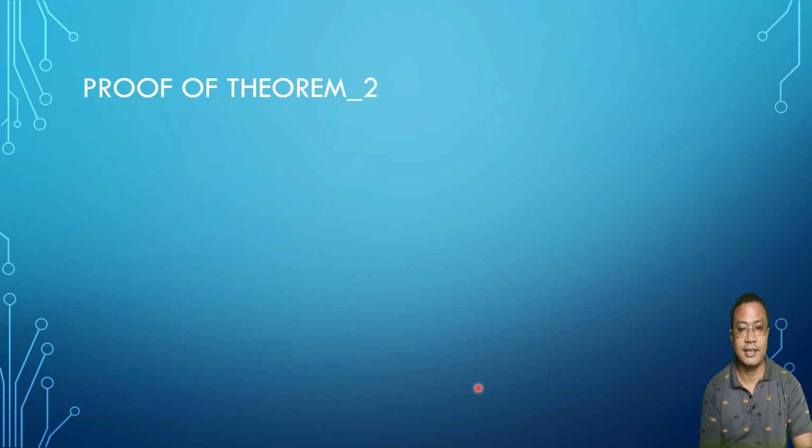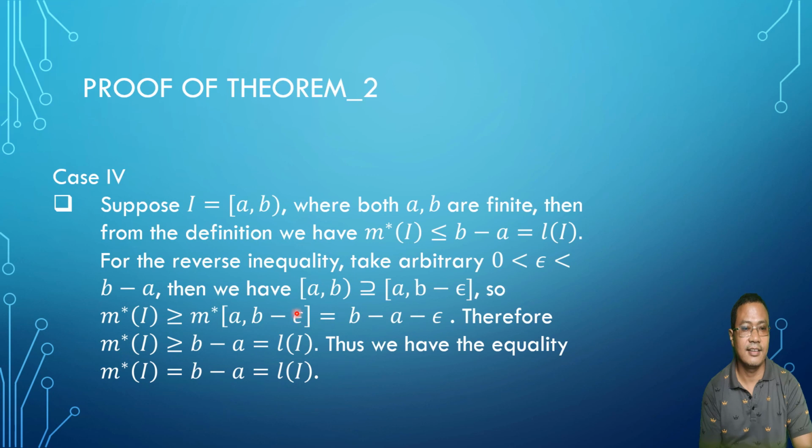Alright, so case number 4, lastly we are going to prove for the infinite interval. So an interval of this form, I is equal to closed on the left and open on the right, where a, b are finite. Then from the definition it is very clear that m star I, as it is a subset of it, is less than or equal to b minus a, that is the length of the interval. Okay, this one also I have already explained.